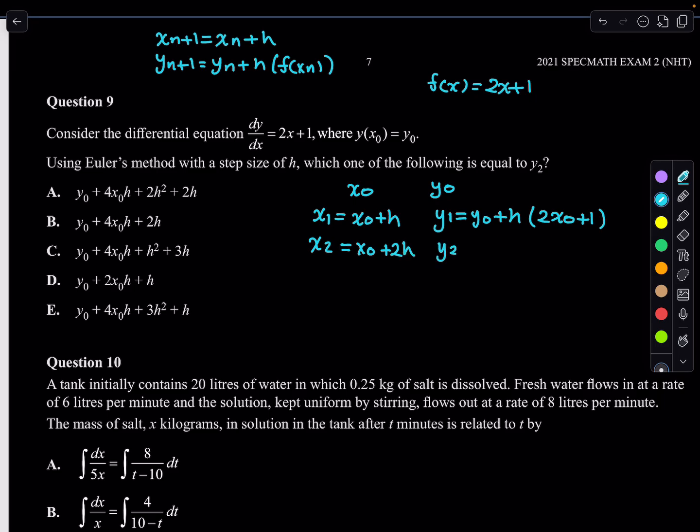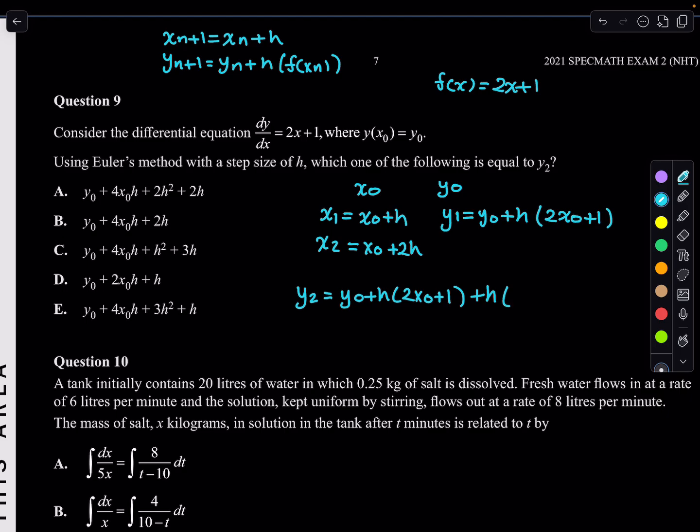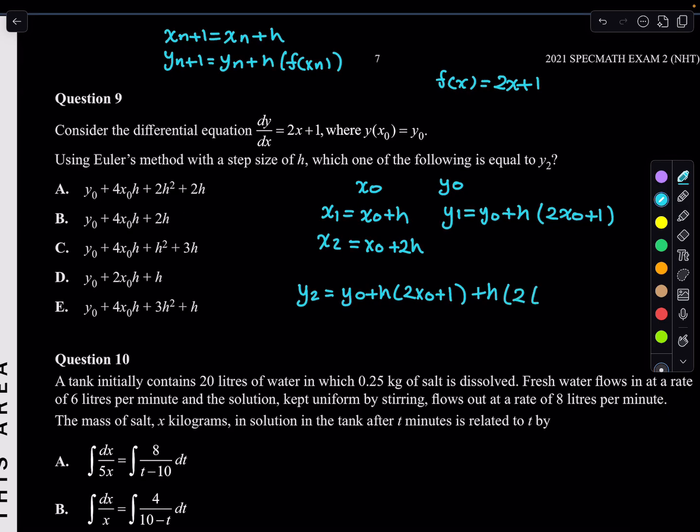Okay? Y2 is what? So y2 is your y, so of course your y1, which is this whole expression. So let me write it nicely, because that's what I want to find. Y2 is y0 plus h times x0 plus 1, so that's y1, plus h, then 2 of, so you sub in now x1 here. So x1 is x0 plus h plus 1.